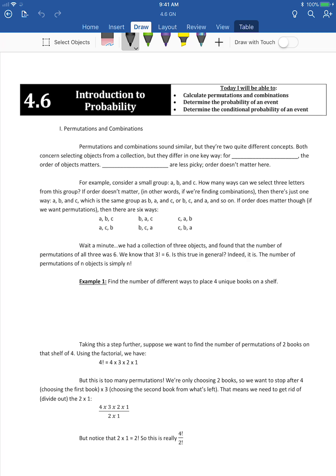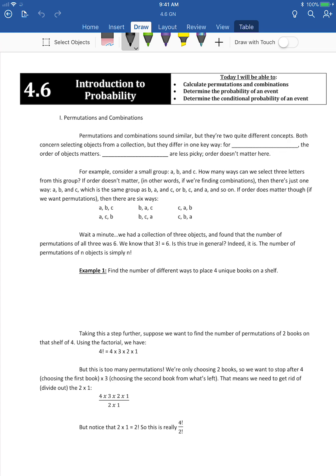So we're going to start with permutations and combinations. Now, they sound similar, and even when we look at their definitions, they might seem similar, but they're actually two very different concepts. Both are looking at how we select objects from a collection. So if we have a whole group of things, how many ways are there of selecting like three of them? But they differ in one key way.